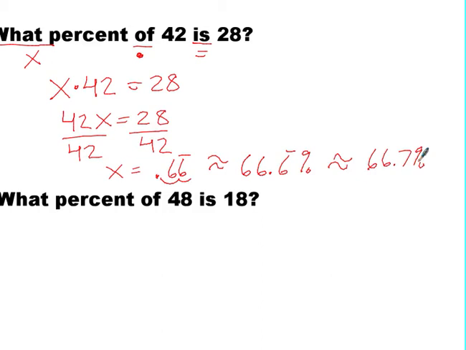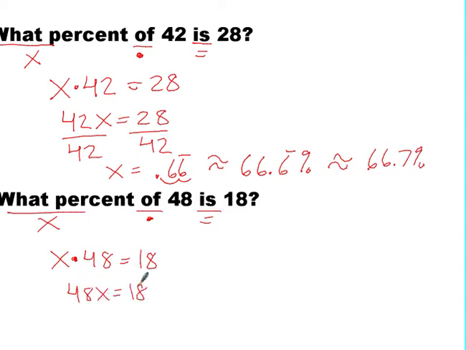Number 2, what percent of 48 is 18? So we know what all those mean now. What percent is your x? Of means to multiply, 48. We have the is means to equal, and 18. So we're just going to write it out just like we see it. That's 48 times x equals 18.